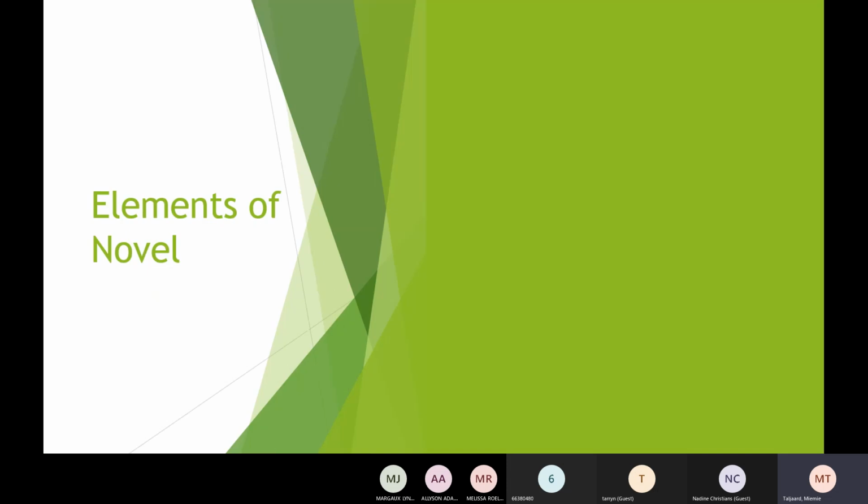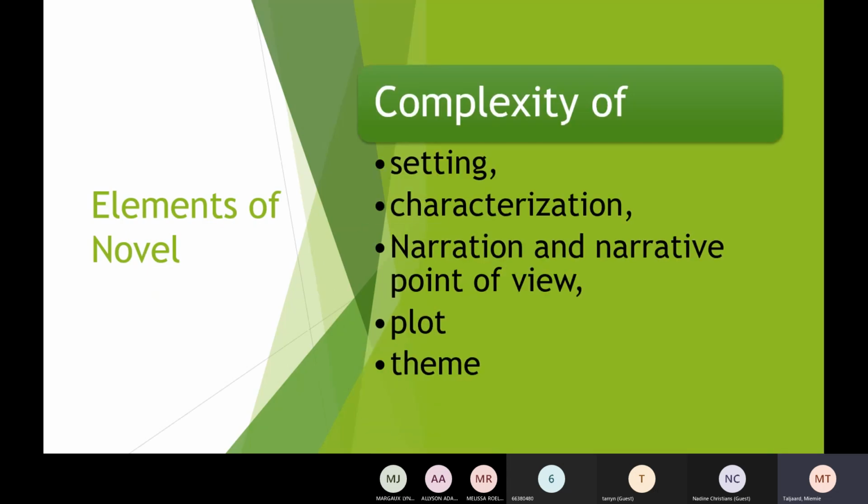So let's tackle the elements of the novel. We spoke about the short story on Saturday, and there isn't a difference between a short story and a novel in the elements. Like the short story, we have the setting, we have characterization, we have narration and the narrative point of view, we have the plot, and all these things work together to move into the abstract, to move towards the theme. There's interaction between all of them. But by the very length of the novel, all of these can become much more complex.